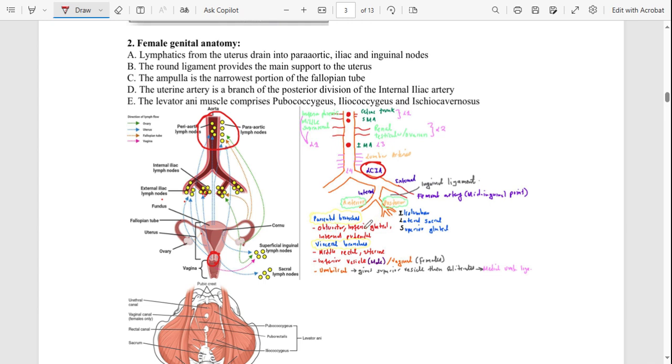And then you have the inferior gluteal. You can see the inferior gluteal is from the anterior division. And then the internal pudendal. Actually, all the branches coming from the posterior division are all parietal branches. Okay, so obturator, inferior gluteal, and internal pudendal. And then the visceral branches, we have the middle rectal and the uterine artery.